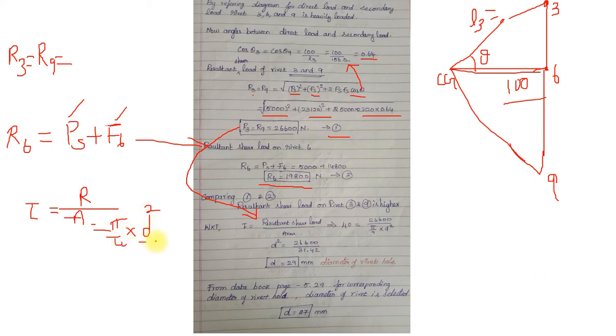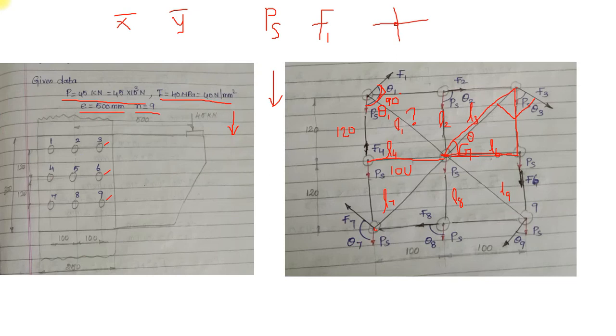I am saying this very clearly, this d is not the diameter of the rivet, it is the diameter of the rivet hole. Very, very important. It is the diameter of the rivet hole. So I know the permissible shear stress value which has been given in my problem. If I substitute, I can find out the diameter of the rivet hole. Then I can go to the data book, page number 5.29, for the corresponding diameter of the rivet hole. The diameter of the rivet is selected, which is nothing but d is equal to 27. So that is what was asked in our problem. It is asked to find out the diameter of the rivet, or it is used to identify the dimensions of the rivet. Okay, I hope you understood.